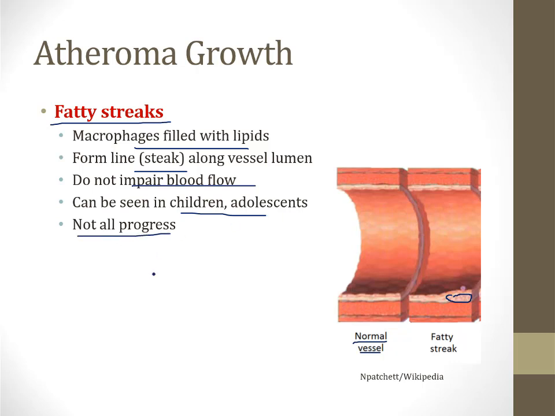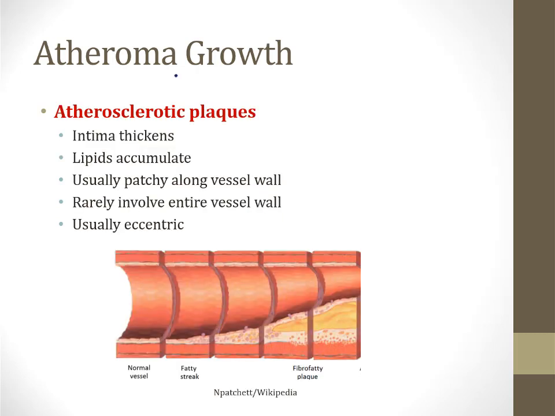So anyone who has a serious atherosclerotic plaque once had a fatty streak in that location. However, not everyone that has fatty streaks is going to get plaque in that location later in life. From the fatty streak phase, growth progresses into the typical atherosclerotic plaque. These plaques have a thickened intimal layer with lipids accumulated in the vessel wall. A drawing of this is shown right here.